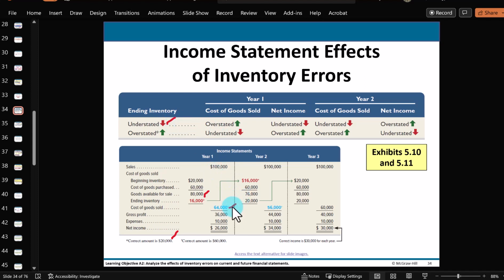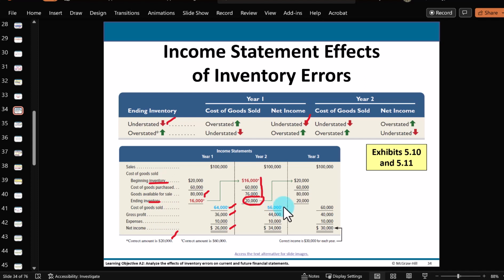And because this expense, cost of goods sold, is too big, your gross profit and your net income is too small. Or here they use the word understated. Now, this ending inventory is not only going to affect this year's income statement, it's also going to affect next year's income statement because the ending inventory of one period is going to be the beginning inventory the very next day, the beginning of the next year. And we go through the cost of goods sold calculation, assuming now the ending inventory for the second year is correct and there's no other mistake.